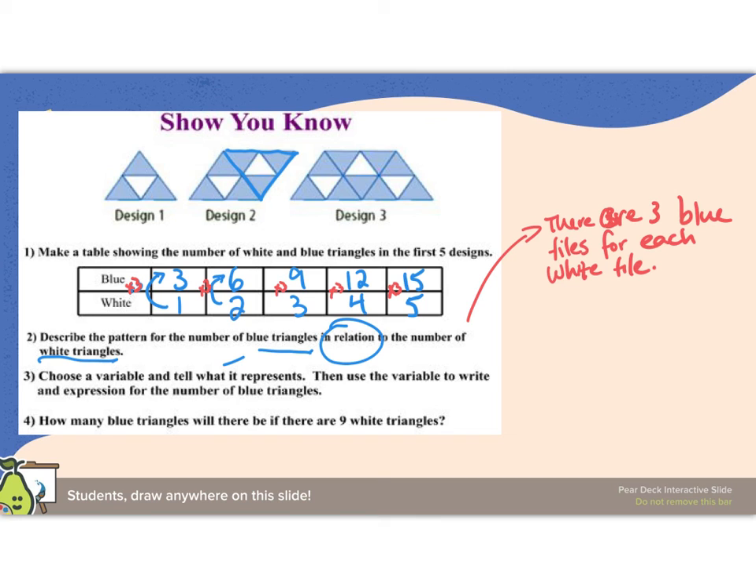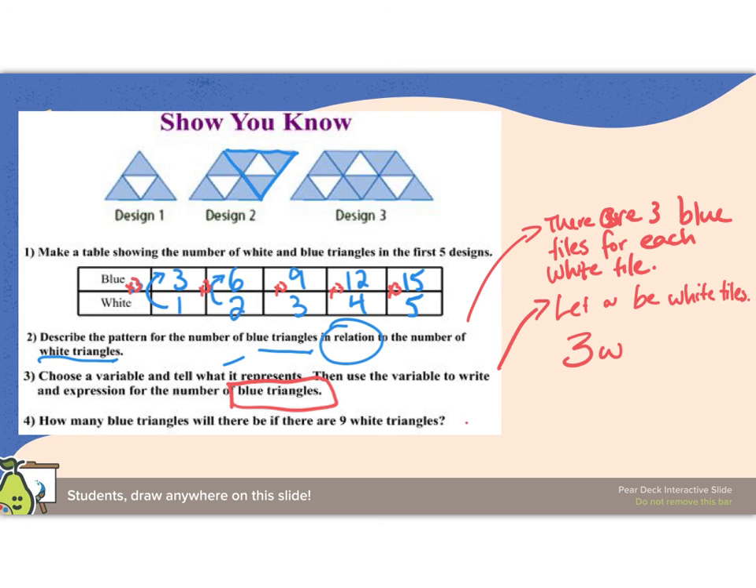And then choose a variable and tell what it represents. Use a variable to write an expression for the number of blue triangles. If I want to explain how to find blue triangles, then I don't want to define my variable as blue. So I'm going to define it as the white. So let W be white tiles. And then to describe it, how do I get from white to blue? That's 3W. So 3 times the number of white will get me to my blue tiles.